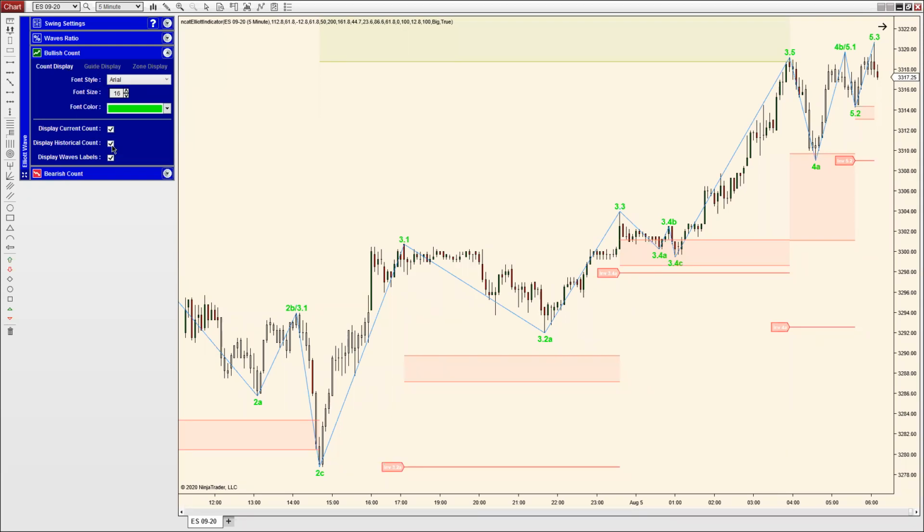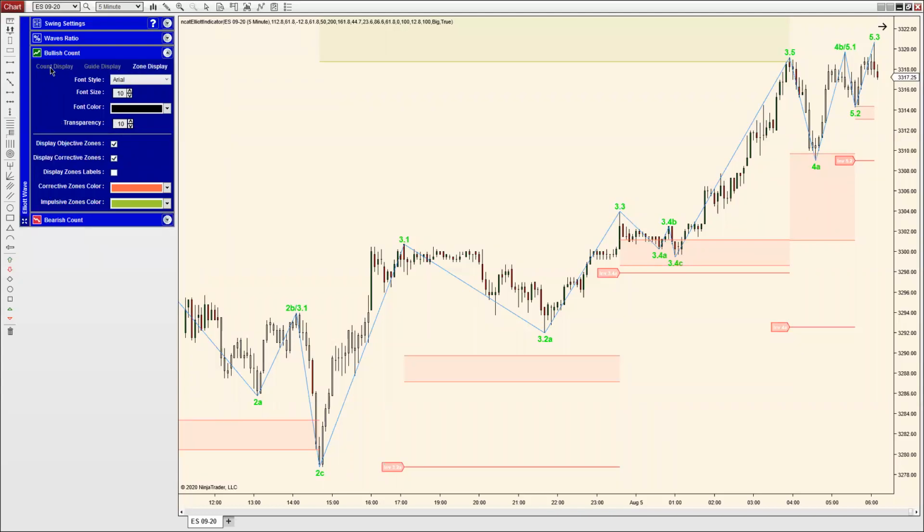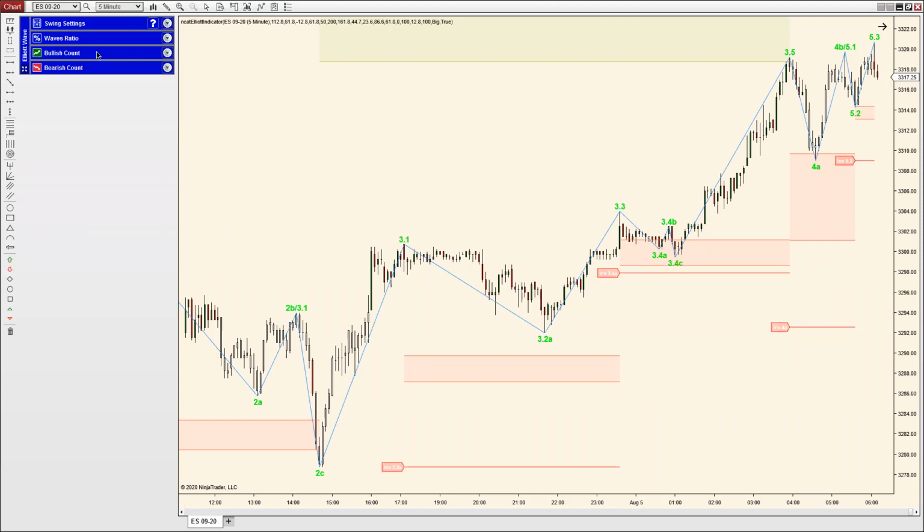All right, the count display, you can go ahead and just do customizations here. You can go ahead and hide the historical, you can hide the labels, historical. You can just see the current count here as well. So really clean up the chart for you. And again, just a lot of cosmetics here.